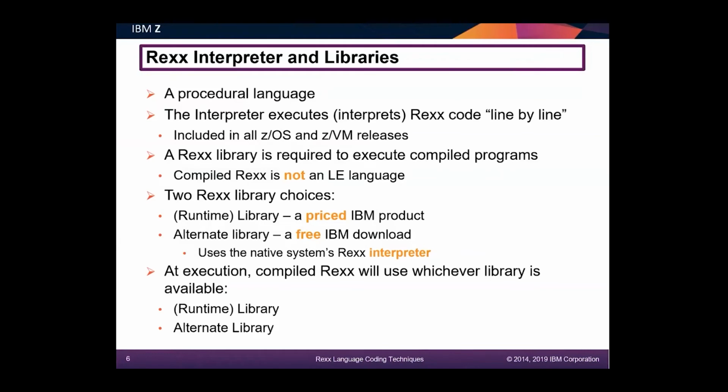Okay, so let's get started with part one here this week. So as I said, Rexx is a procedural language. That means the code is executed line by line, so it's interpreted, if you will, as it's executed. This Rexx interpreter is included in all z/OS and z/VM releases. So everybody who has z/OS and z/VM has access to Rexx because you have access to this interpreter that will run the code line by line.